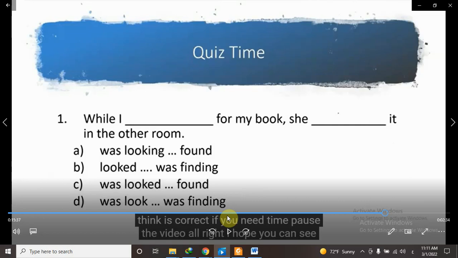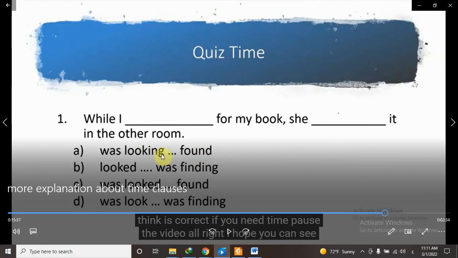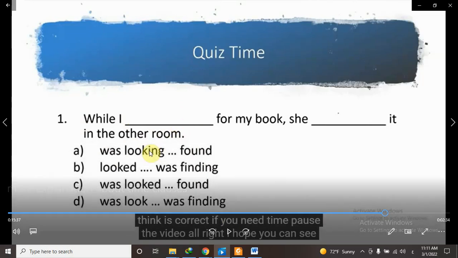Okay, the correct answer, as your colleague said, is A. While I was looking for my book, she found it. Why? Because within while, we can use the progressive form. And the verb looking means searching. While I was searching for my book, she found it.